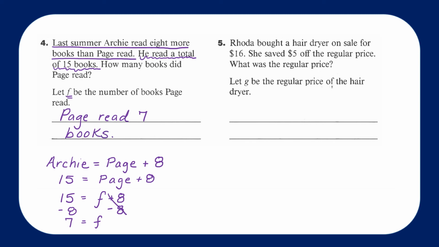Question number 5. Rhoda bought a hairdryer on sale for $16. She saved $5 off the regular price. What was the regular price? Let G be the regular price of the hairdryer. So now we have what she spent plus $5 is going to equal the original cost.